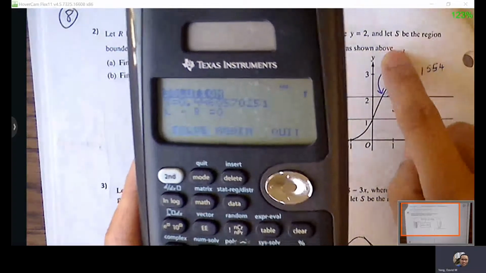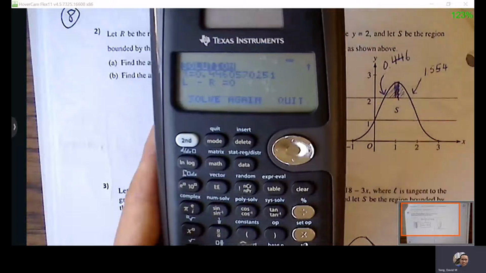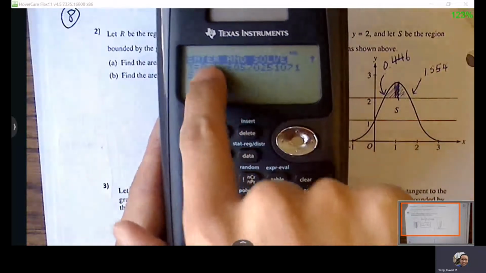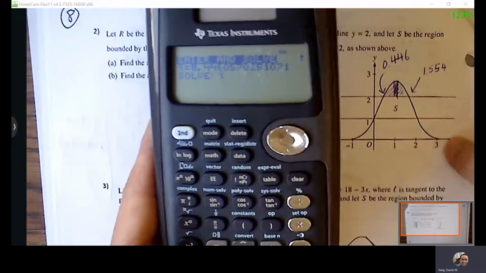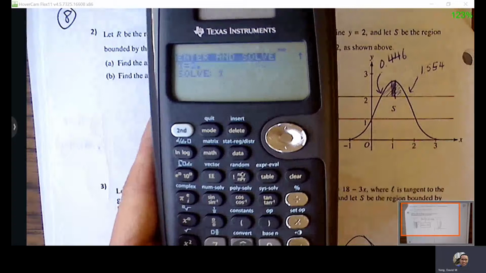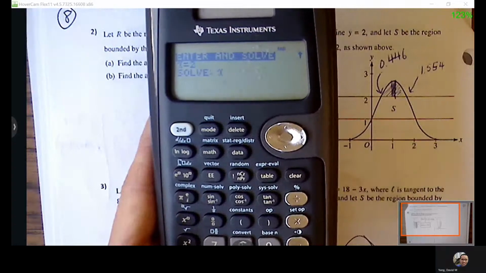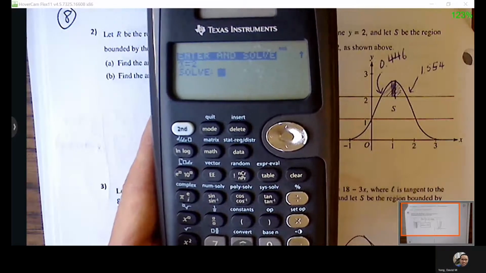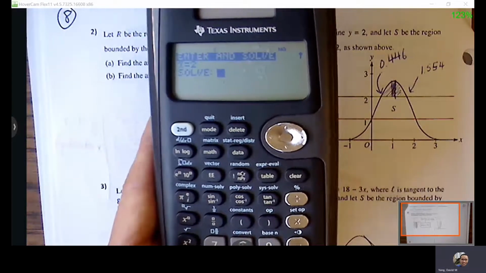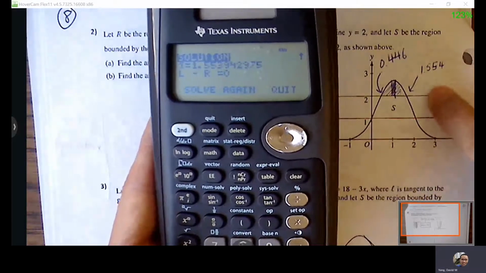Which is 0.446. If I want to find the other one, you can go to solve again, but then make the calculator start at a different point. So make it start on the other side. You can tell that it's closer to 2. So make it start at 2. And that way, it'll find the closest intersection to that point. There it is, 1.554.